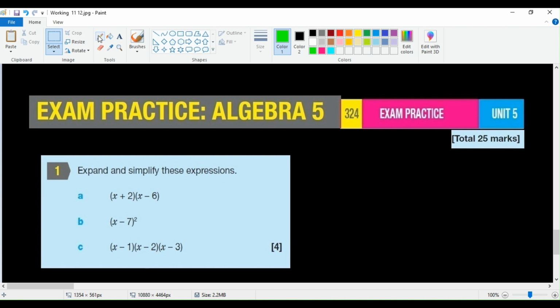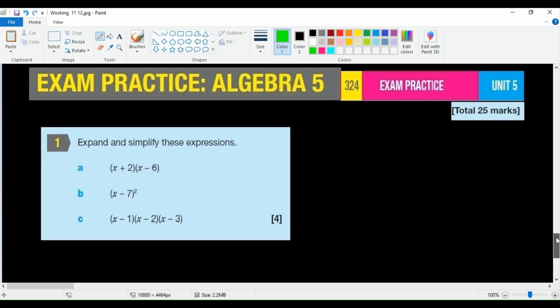Now, as you can see, all the questions are done. All the exercises are complete. Exercise 11, 11 star, 12, and 12 star all done. Now, this is the part where exam practice questions from Algebra 5 complete topic is going to be covered. And these are 25 marks questions. Let's see how do we solve it.